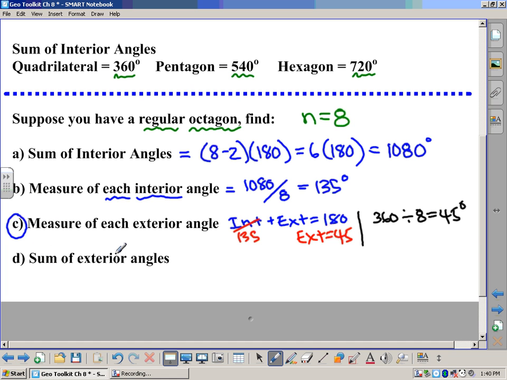And finally, what's the sum of the exterior angles? That's always going to be 360 degrees. It doesn't matter how many sides the polygon has, it doesn't matter if it's regular or not, that's going to be the sum, 360 degrees right there. So there you have it. Everything you wanted to know about exterior angles and interior angles and even some central angles thrown in there.